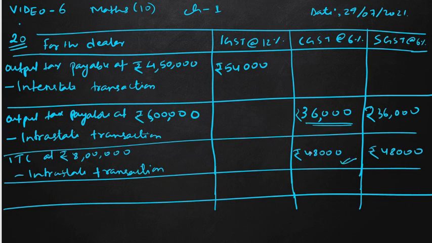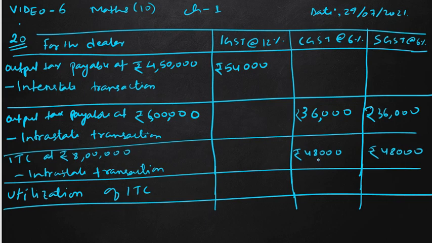Okay, so how to reduce it? First you have to remember that he needs to pay 36,000 but he has 48,000, so he has more. He has to pay 36,000 and in his pocket he has 48,000. So what will he do? He will pay the total 36,000. That means he will utilize it. So the next row will be utilization of ITC.